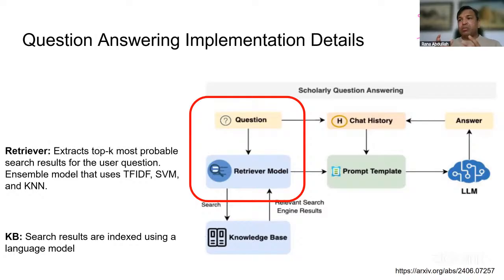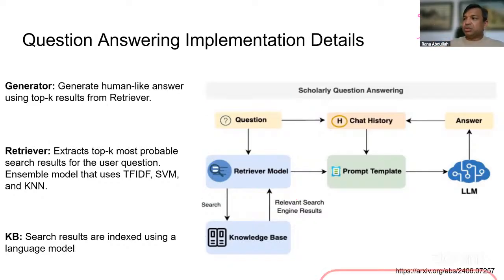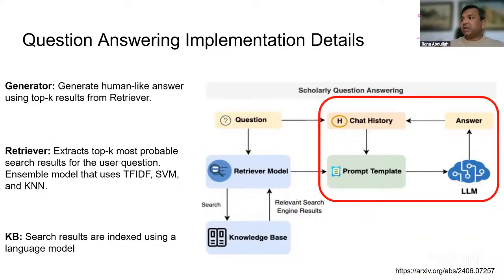And then the retriever component basically pulls out the top K results, which are pulled from this ensemble model, which consists of TF-IDF, SVM, and KNN. There are different ratios set for these models, and once the results are output, they are used by the generator along with the chat history and the question, and the response is generated and given back to the user.